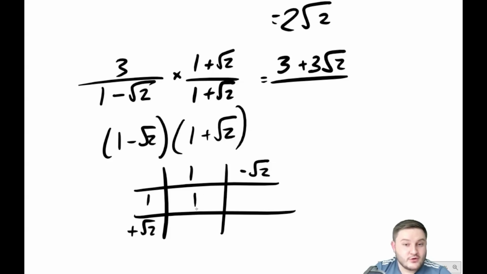1 times 1 is 1. 1 times negative root 2 is negative root 2. 1 times positive root 2 is positive root 2. And positive root 2 times negative root 2 is negative root 4, but root 4 is 2, so it's going to be negative 2.